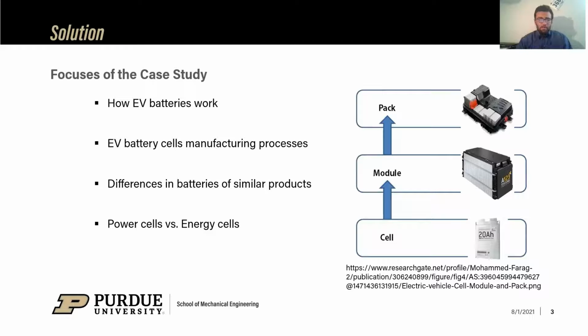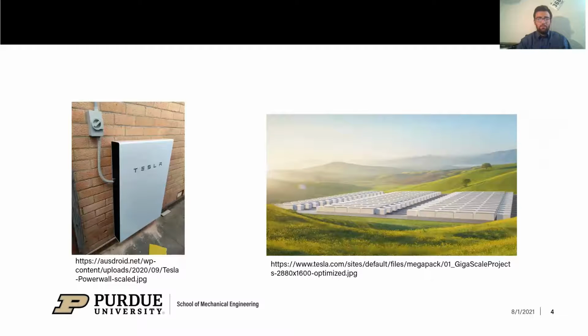After I had a good understanding of the general processes that it takes to manufacture an EV battery cell, I looked into the differences in the batteries of similar products. In particular, I looked at Tesla and compared their electric vehicle batteries to the batteries they use in their home energy device, and also the batteries they use for their large-scale power generation systems.